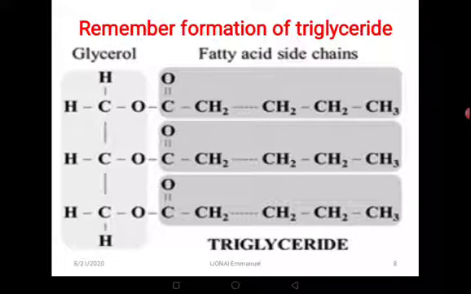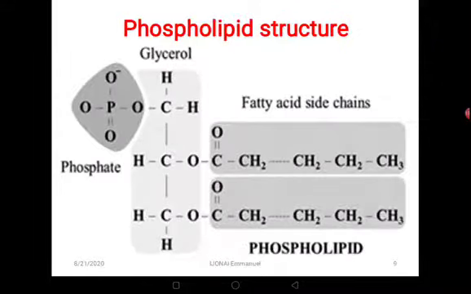As you can see here, we have a triglyceride first of all. Now, if you remove one of the fatty acid chains and replace it with a phosphoric acid group, then you will be forming a phospholipid instead of a triglyceride.